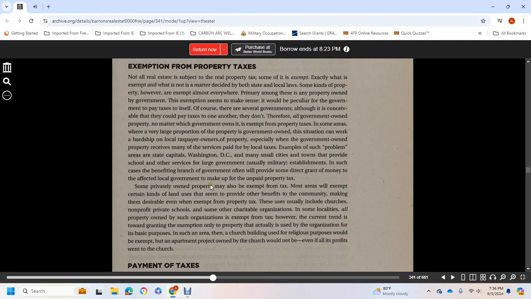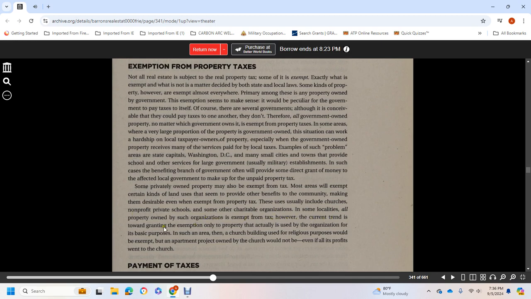Some privately owned property may also be exempt from tax. Most areas exempt certain kinds of lands that provide other benefits to the community, making them desirable to exempt from property tax. They usually include churches, nonprofit private schools, and some other charitable organizations. In some localities, all property owned by such organizations is exempted from the tax.